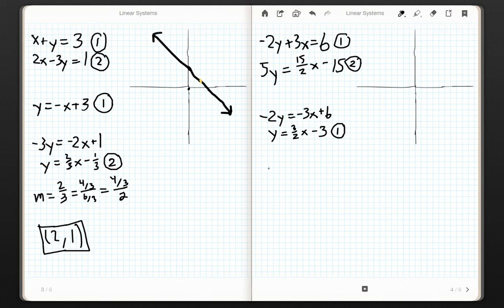Now for the second one, we'll just divide both sides by 5. We'll get y equals 15/2x divided by 5. So in order to divide this fraction by 5, we can multiply the denominator by 5, which will be the same thing, because the denominator, that's the number you're dividing by. So this will become 15/(2 times 5), which is 15/10, and that will reduce to 3/2. And negative 15 divided by 5 is negative 3. So that is the second line we will be graphing.